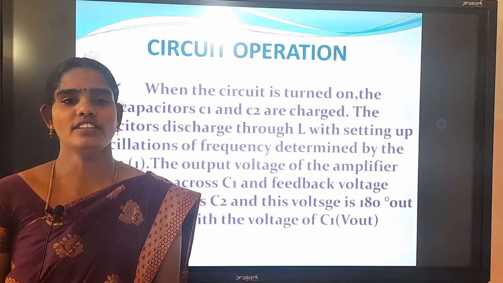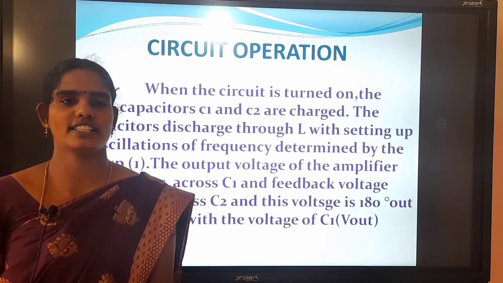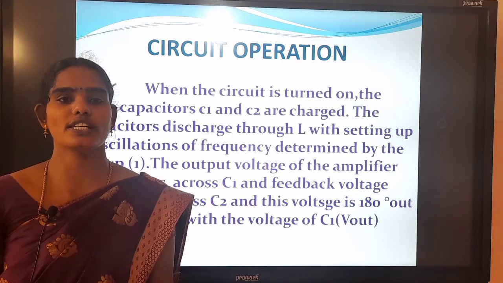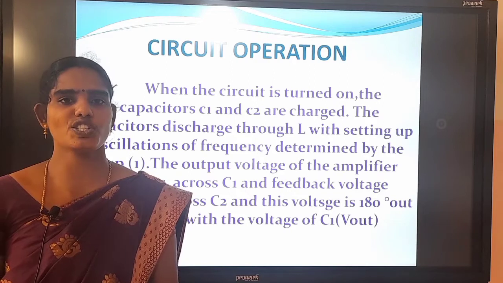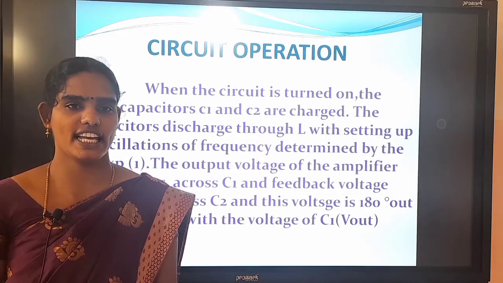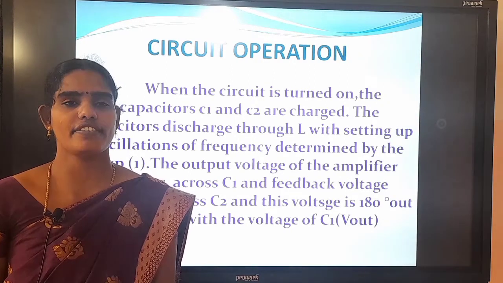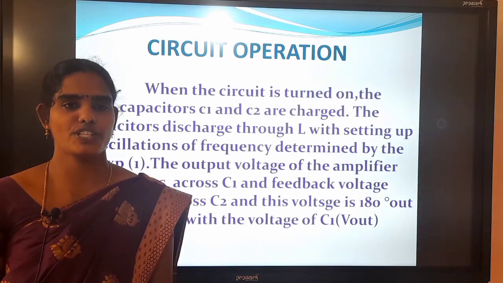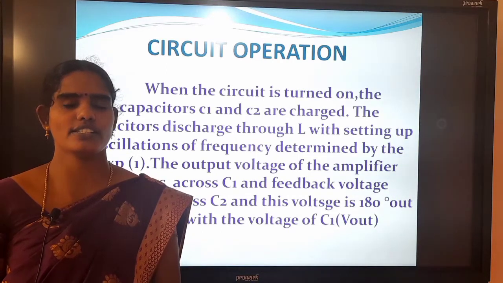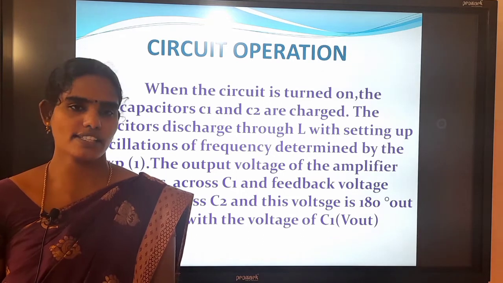Circuit operation. When the circuit is turned on, the capacitors C1 and C2 are charged and then discharged through the inductor L, with the setting of frequency f = 1 / (2π√(L C1 C2 / (C1 + C2))).